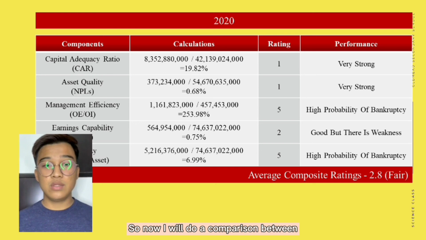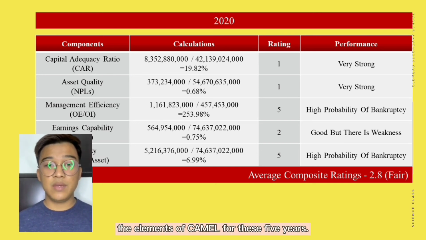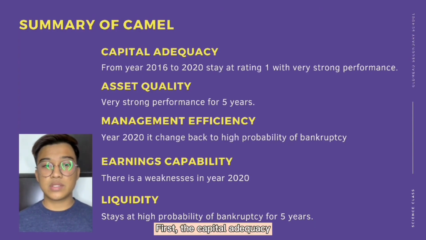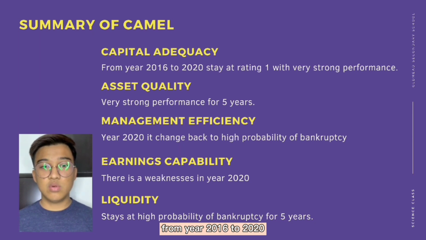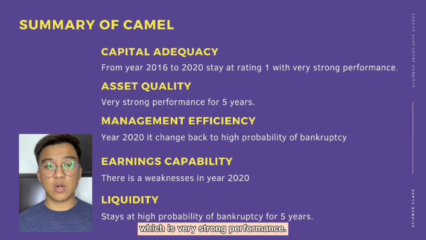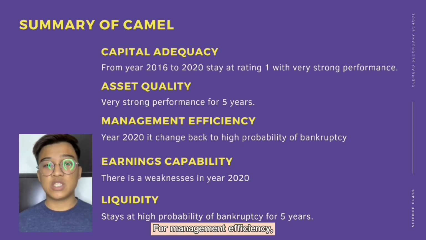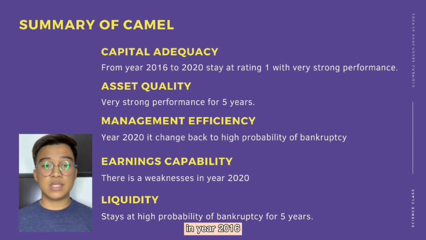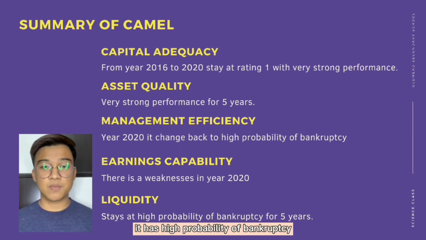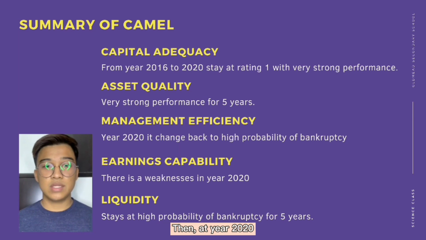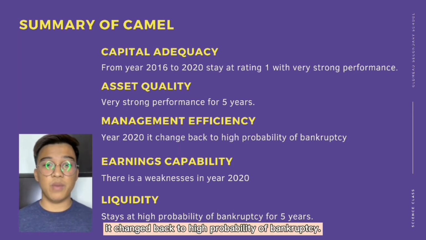So now, I will do a comparison between the elements of CAMEL for these 5 years. First, the capital adequacy from year 2016 to 2020 stays at rating 1, which is very strong performance. Same goes for the asset quality, which stays at very strong performance for 5 years. For management efficiency, in year 2016, it had high probability of bankruptcy, but in the 3 years after, it became very strong. Then in year 2020, it changed back to high probability of bankruptcy.